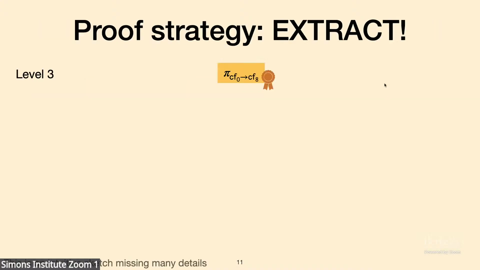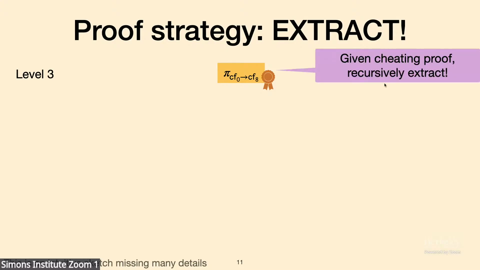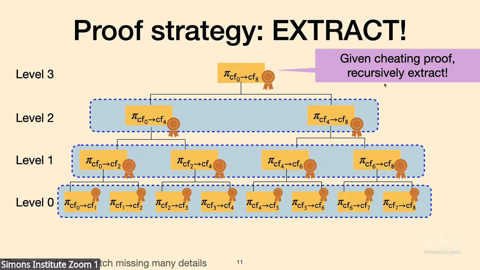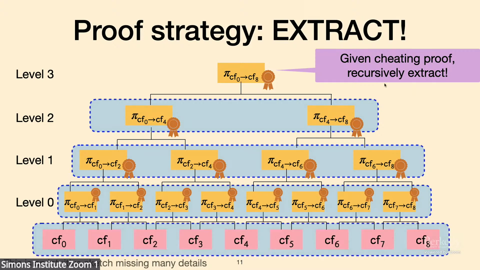And how would you prove soundness? Like you would just say, okay, I have this cheating proof. I'm going to recursively extract. And at the end of the day, I'll get back the list of all configurations. So I know CF0 doesn't go to CF8, so you'll get a contradiction. And this is, again, an oversimplified proof. I'm missing many, many details, but I'm just giving this intuitive sketch of the vision from the original paper.